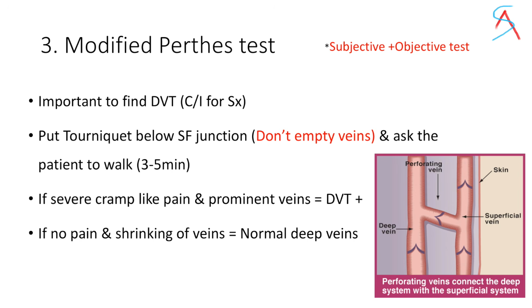So the next test we have to do is the modified Perthes test. The modified Perthes test is done to rule out any deep vein thrombosis, because if deep vein thrombosis is found, then it's a contraindication for surgery. In varicose vein surgeries we remove the superficial veins by stripping, and if the deep vein is already blocked, then the venous blood cannot go anywhere. That will cause more complications. That's why surgery is contraindicated in deep vein thrombosis.